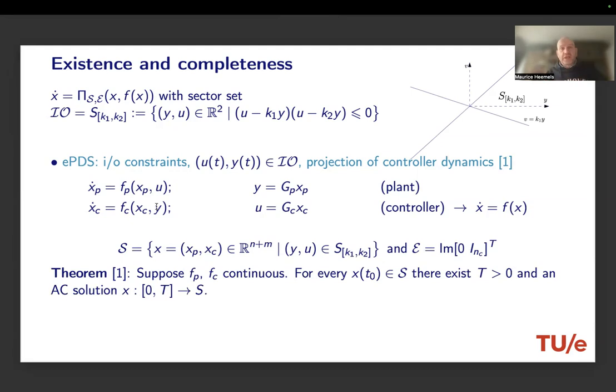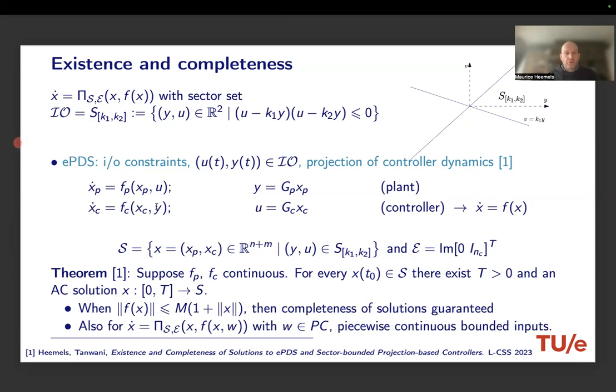So if we have this configuration, incorporating, amongst others, these closed loop Higgs systems, and we assume Fp and Fc to be continuous, so the unprojected plant dynamics is continuous and Fc is continuous, then we can prove that for any initial condition that starts inside S, there exists, at least on some non-trivial time window 0 to t, a Caratheodory type solution, so an absolutely continuous solution to this ePDS, so to this closed loop, let's say, projected control system.